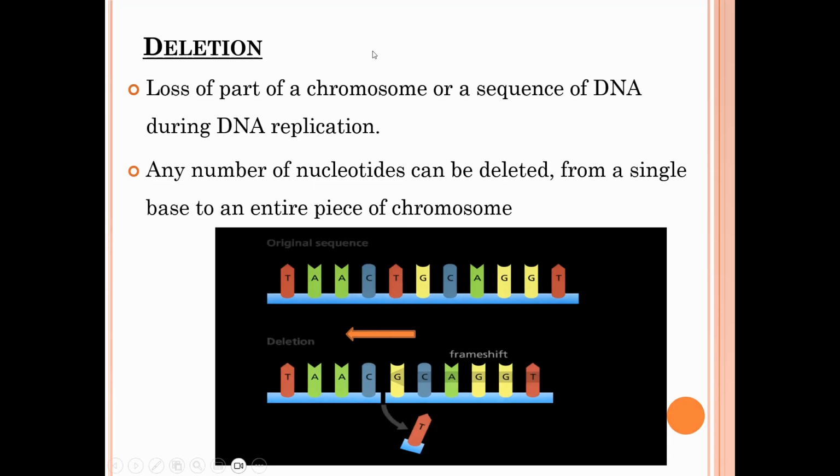Now deletion. Here you see the loss of part of a chromosome or sequence of DNA during DNA replication. So any number of nucleotides can be deleted, from a single base to an entire piece of chromosome. As you already know, these are the nucleotide bases you would have read in biochemistry. So if any one is removed, the whole sequence will change.